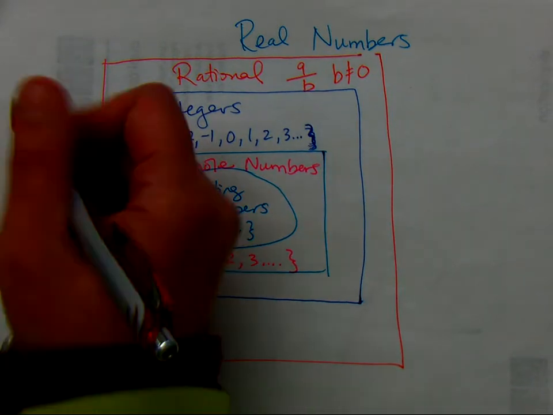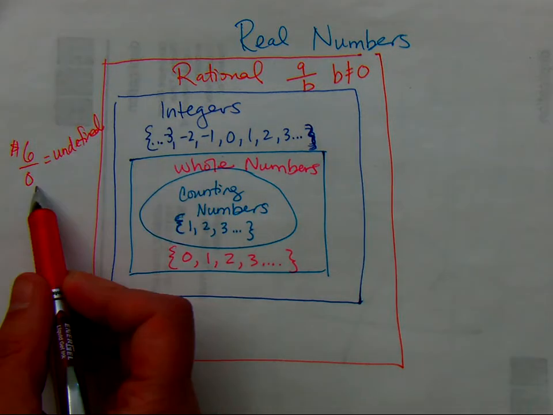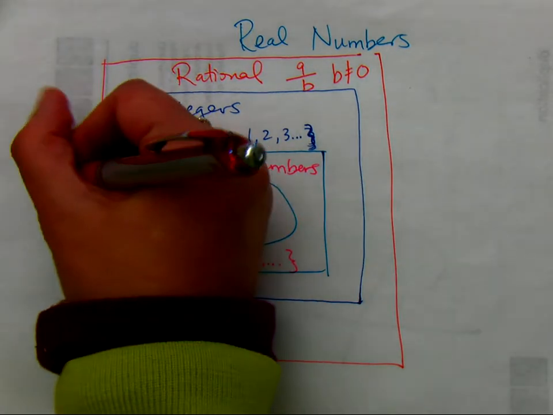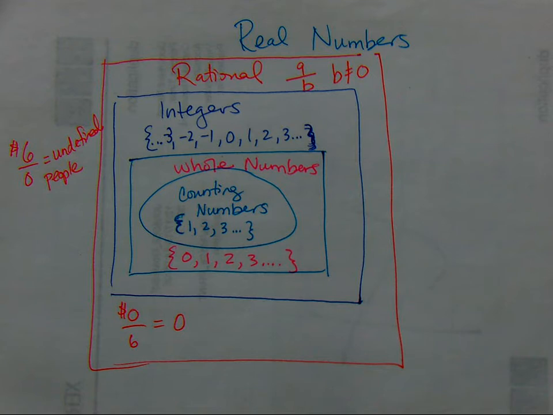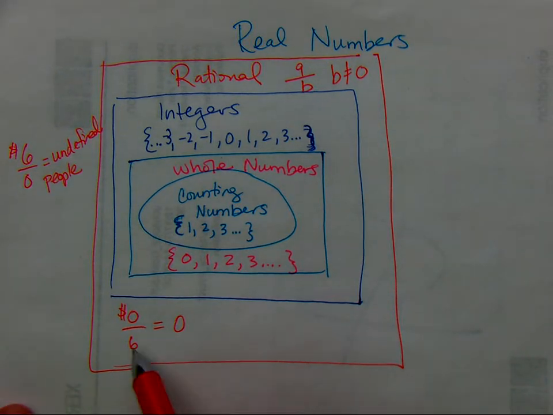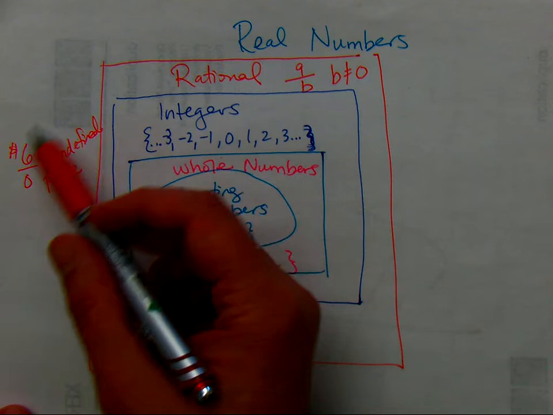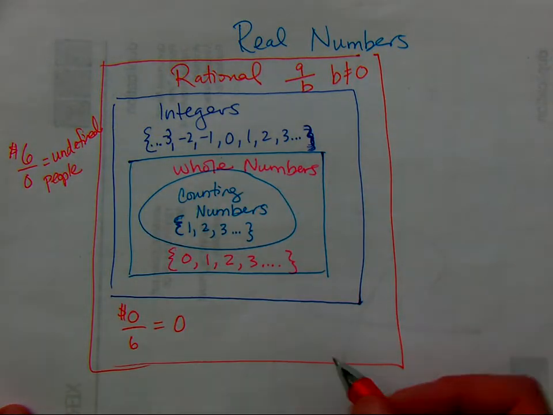If you had $6 and you divided it among 0 people, how much would each person get? Well, that question doesn't even really make sense. So that's why we call this undefined, all right?